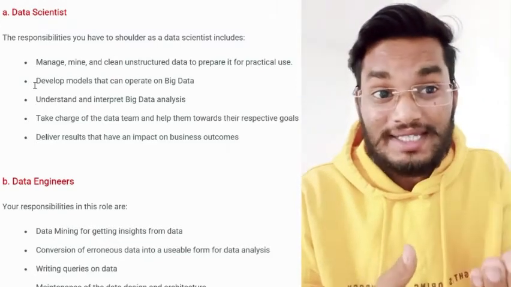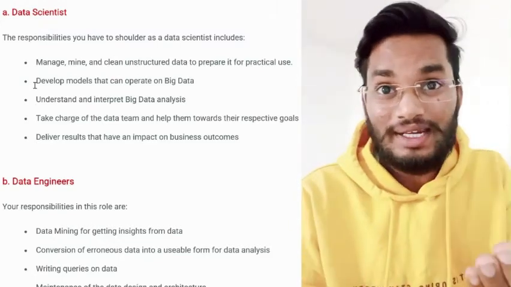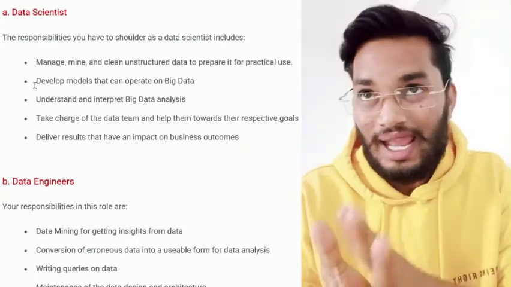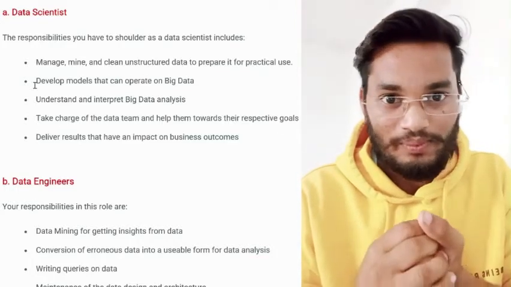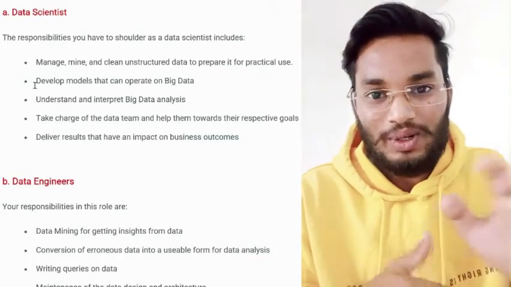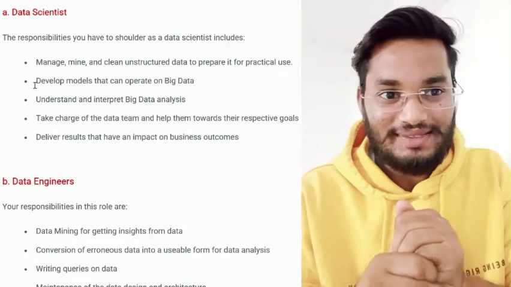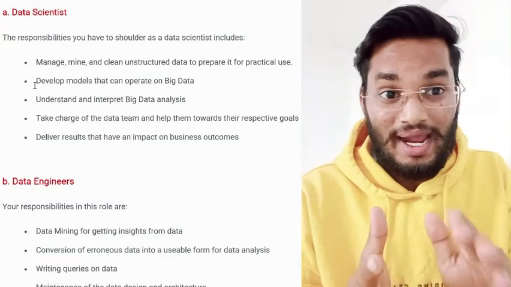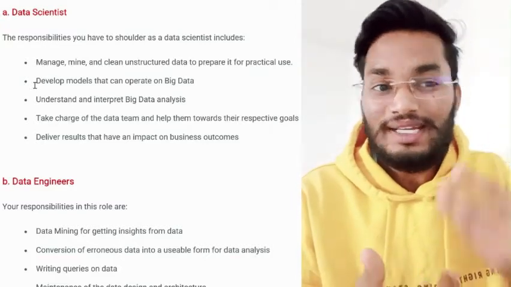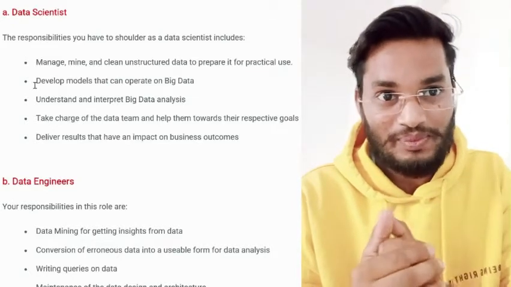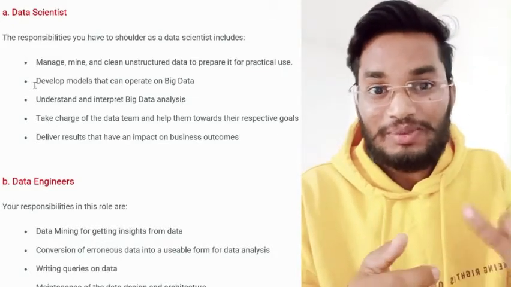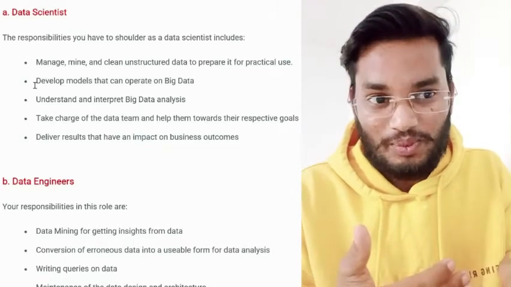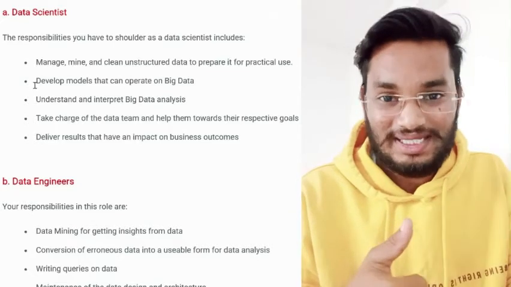And also they will understand big data analysis, and take charge of the data team that helps towards their respective goal. So it means they have a high-level job as a data scientist, and they manage the data team of data engineers and data analysts. And they deliver results that have an impact on the business outcome. They will give the insights, develop that big data model, and manage their team. So they will deliver the project for the business outcome for the business team.